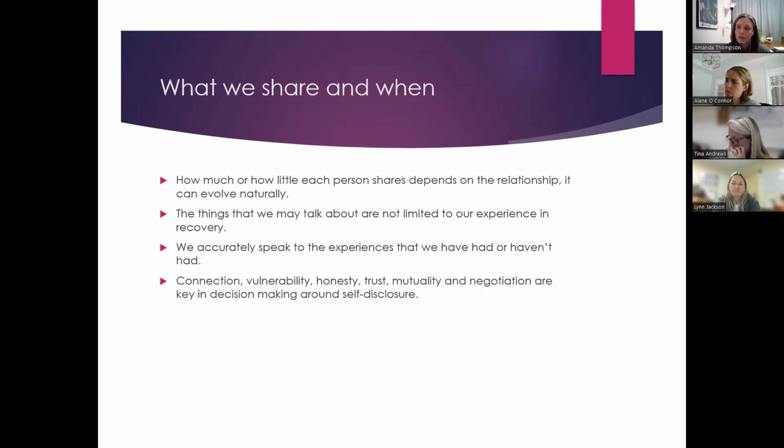I think sometimes to avoid uncomfortable self-disclosure, people have a tendency to generally agree to something. So people will say, well, you know what it's like when X, Y, Z. And if I have not had that experience, I'm quick to say that's not something that I've experienced. I've heard it described in different ways, but I'm really curious what your experience is. And I think that's a little bit different than some other relationships. So again, connection, vulnerability, honesty, trust, mutuality, and negotiation are really the things that we're focused on when we're thinking about decision-making and that self-disclosure.